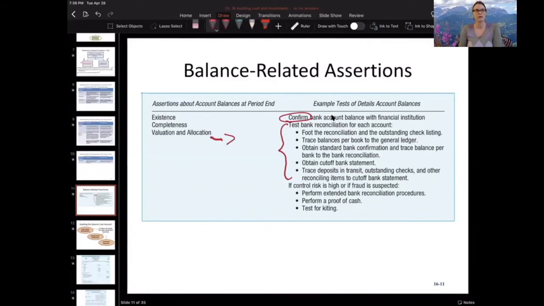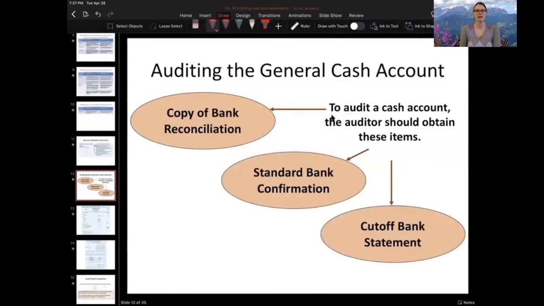With valuation, we don't have a ton of complex issues with cash. The one time valuation might come into play would be if you had some foreign cash accounts and you needed to do foreign currency translation. But otherwise, cash balance tends to be cash balance. Let's talk about auditing the bank reconciliation and what you'll be getting.